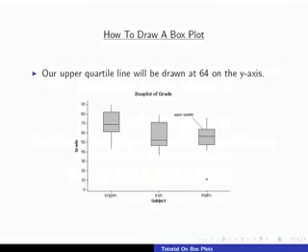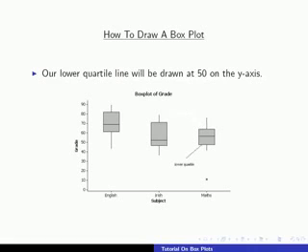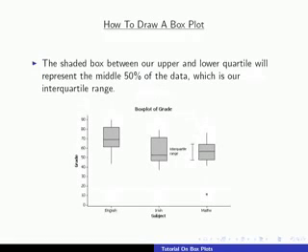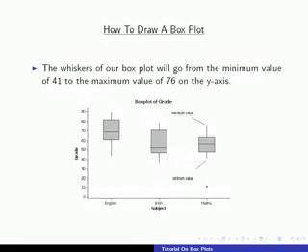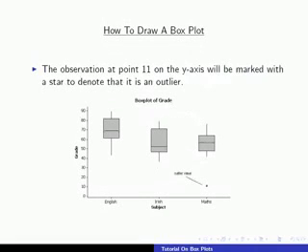Our upper quartile denotes the top horizontal line of our box, and this will be located at 64 on the y-axis. Our lower quartile is denoted by the bottom horizontal line of our box, and this will be drawn at 50 on the y-axis. The shaded region between the upper and lower quartile lines will represent the middle 50% of our maths grades, which is our interquartile range. The whiskers of our box for maths will range from 41 to 76 on the y-axis. The observation at point 11 will be denoted by a star in line with our whiskers, as it was classed as an outlier value.